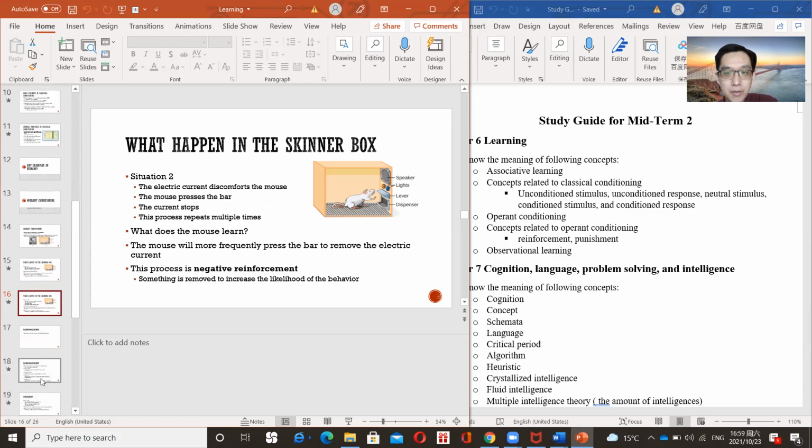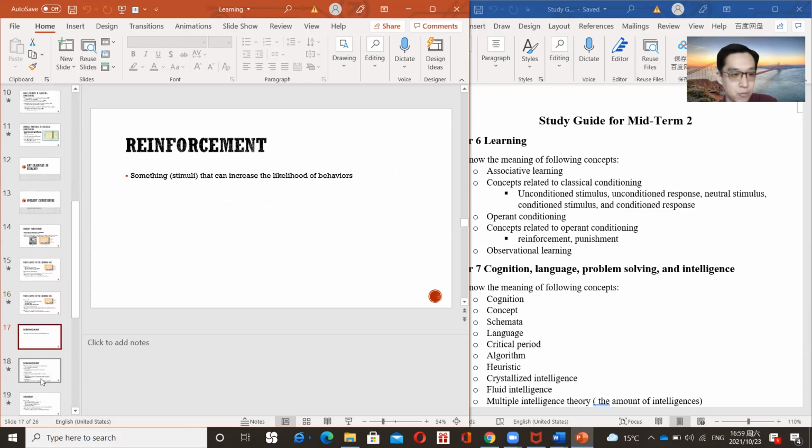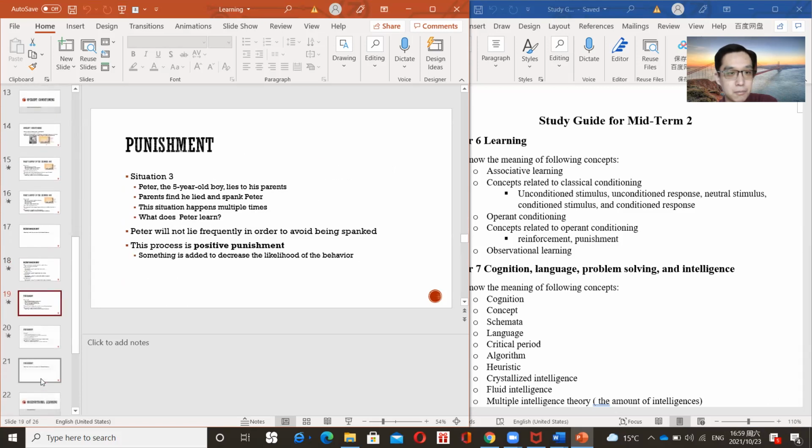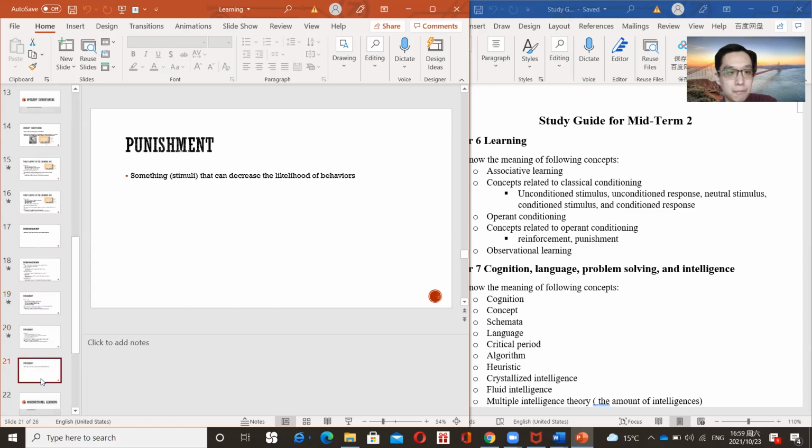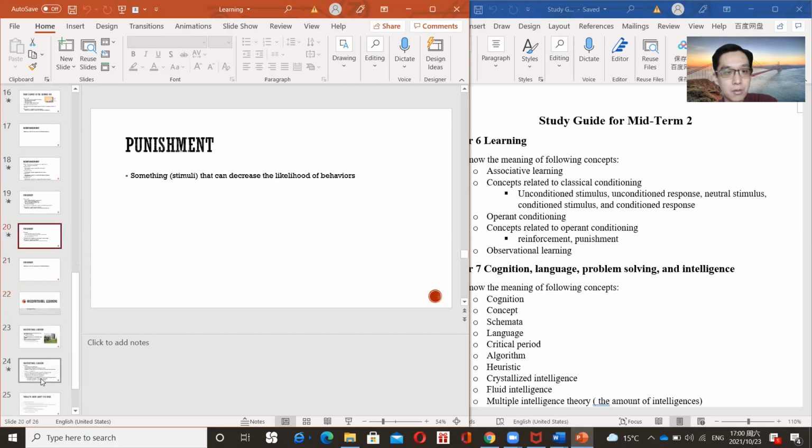And another type of stimulus is punishment. So what is a punishment? Punishment is something that can decrease the likelihood of behavior. It's the opposite of reinforcement. Something can decrease the likelihood. The behavior does not really occur that frequently, that likely, because of the punishment. That is called punishment.